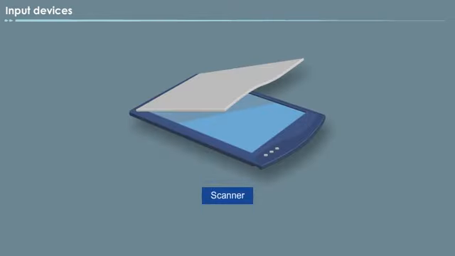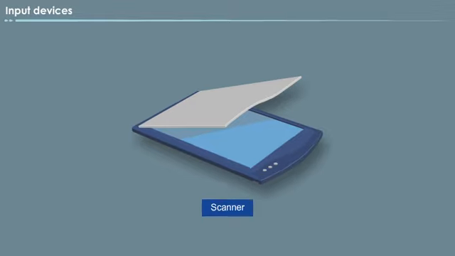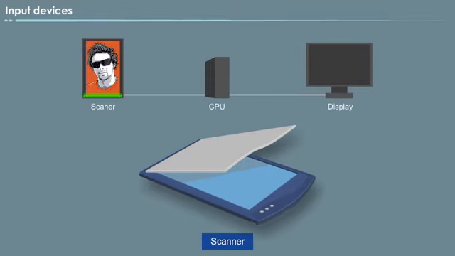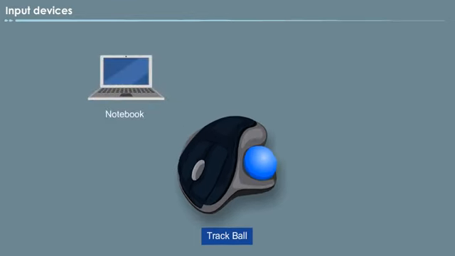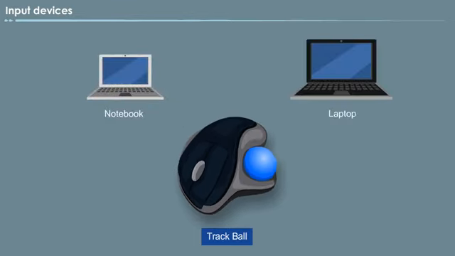Scanner. Scanners allow you to convert pictures and photographs to your computer. A scanner scans the image and transfers to the computer. Trackball. Trackball is an input device that is mostly used in notebook or laptop computers instead of a mouse.